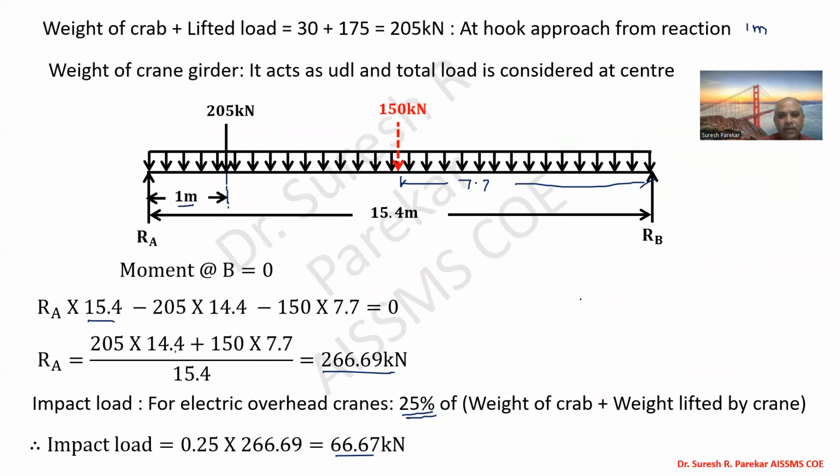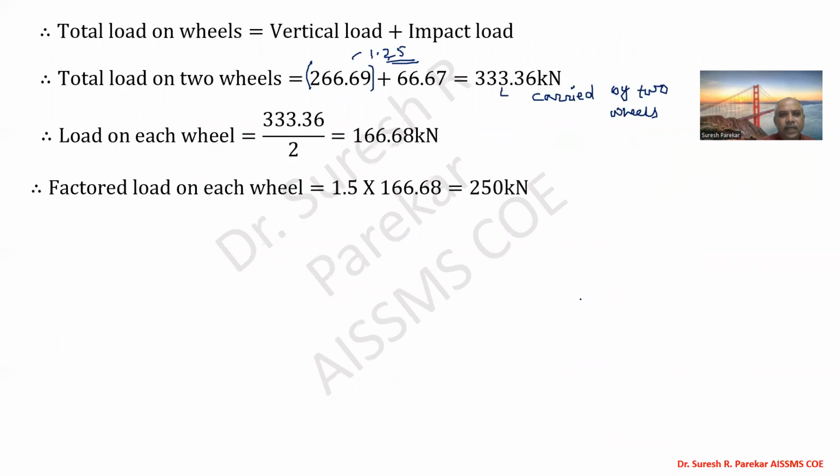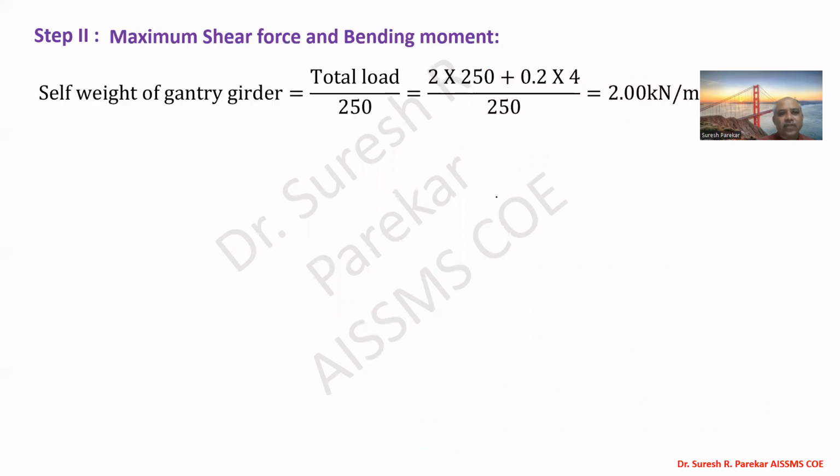Now we have the value that is factored load. It comes to 166.68 kilonewton, and we will make it factored, which becomes 250 kilonewtons. Now we will find the maximum shear force.